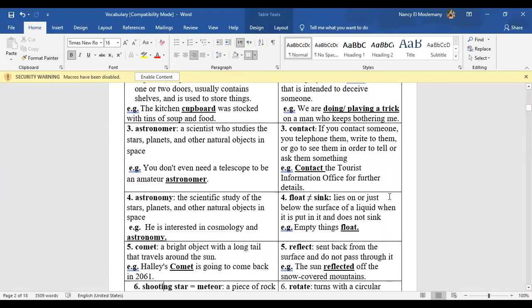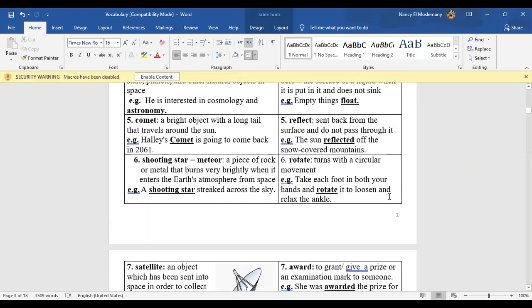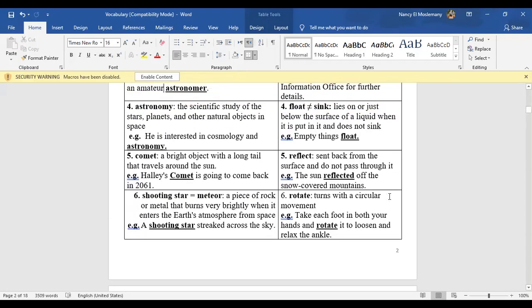Number 3, contact. To contact someone, it means to reach them, to try to communicate with them, whether by phone, whether by letter, whether by an email. So to contact someone is to try to reach them. Number 4, float. And the antonym is sink. To float is to stay on the surface of the water. And the antonym is sink, which means to go down underwater.